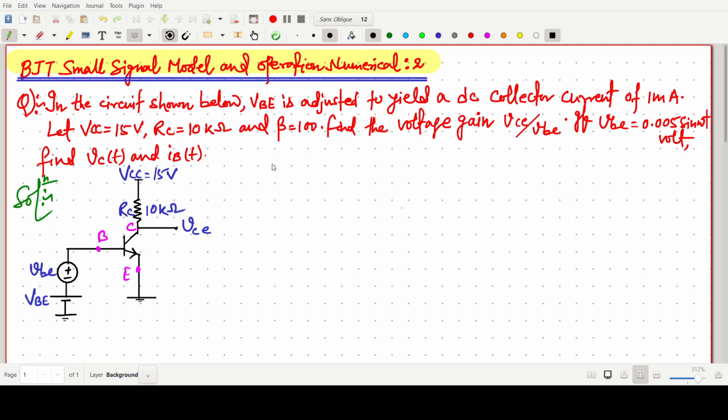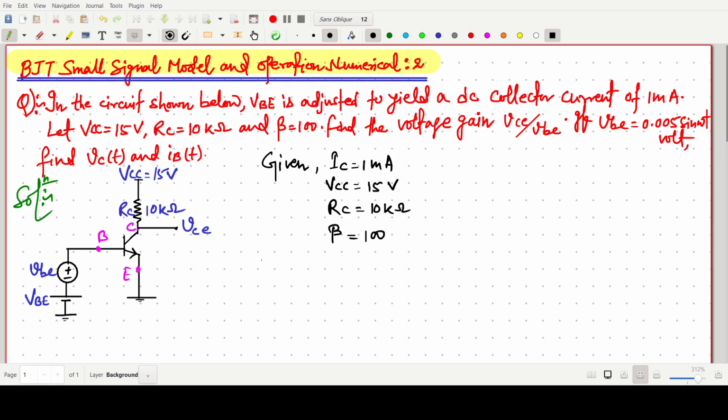VB is adjusted to yield a DC collector current of 1 milliampere. So the given thing for the circuit is the DC collector current is 1 milliampere, and the VCC value for the circuit is already given, which I have put here: 15 volt. RC is 10 kilo ohm and the current gain beta equals 100. So find the voltage gain.